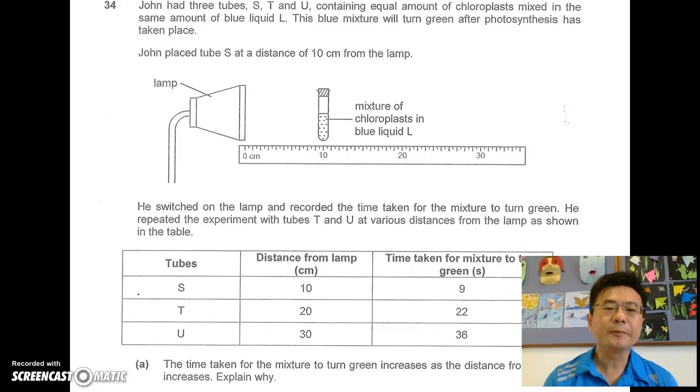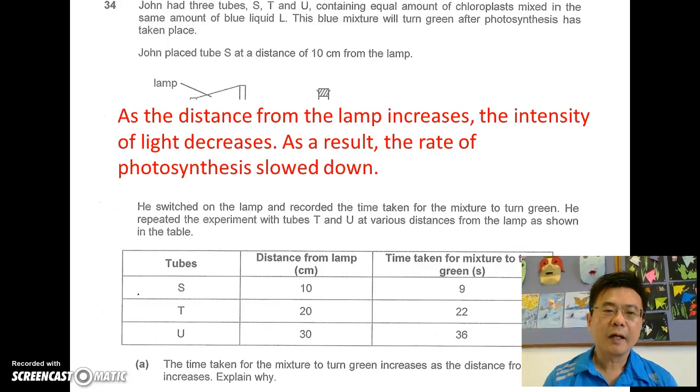Question 34. The time taken for the mixture to turn green increases as the distance from the lamp increases. Explain why. As the distance from the lamp increases, the intensity of light decreases. As a result, the rate of photosynthesis slowed down. So the longer the distance from the lamp, the more difficult for the plant to trap light to make food. Thus, this will reduce the rate of photosynthesis.